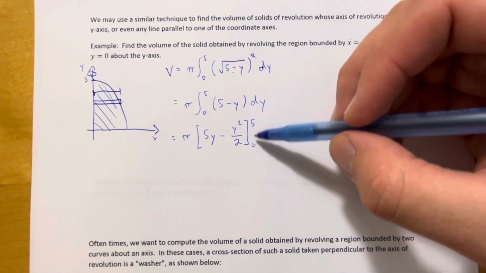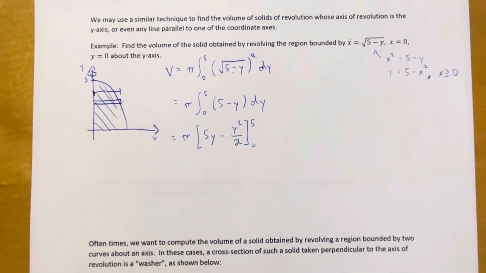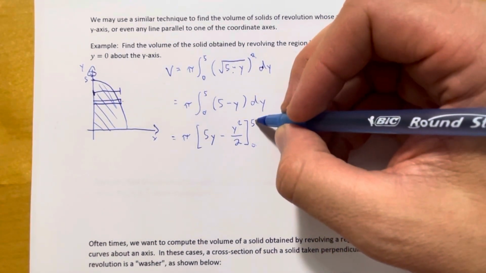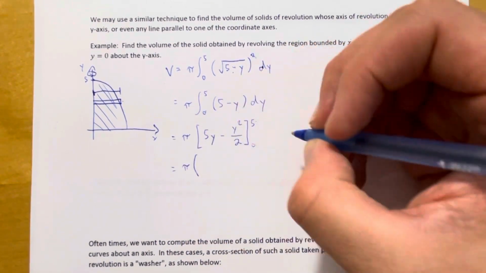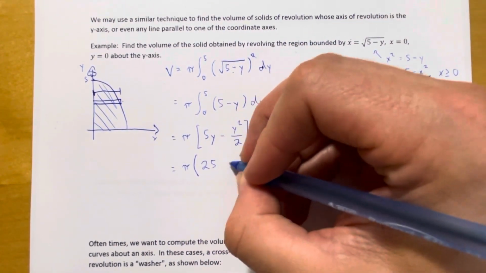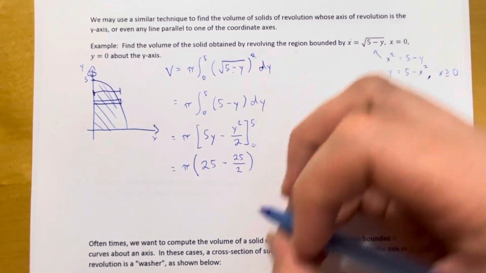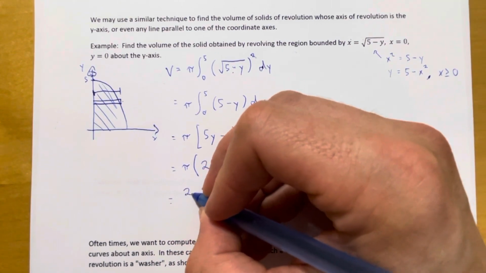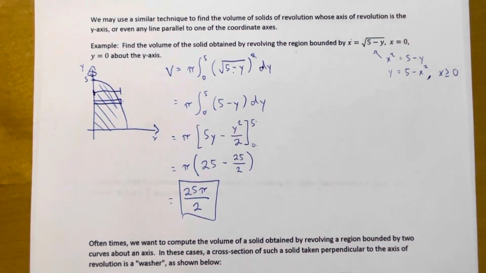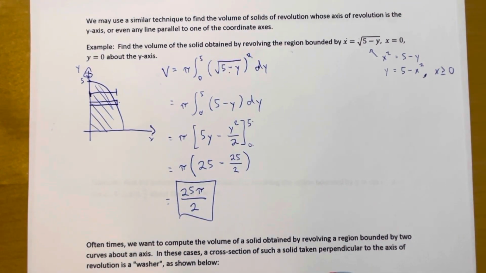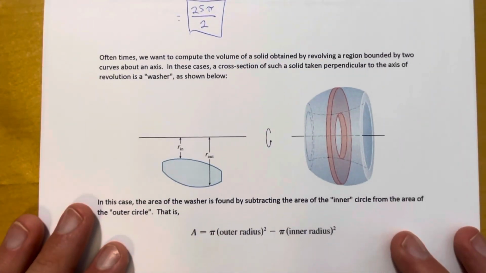And then I'm going to think about my limits of integration. Plugging a 0 into these y's is going to produce a 0, which contributes nothing to the answer here. I can just worry about plugging that 5 in. I'm going to get pi times 5, which is 25, minus 5 squared over 2, which is 25 over 2. This is the same thing as 25 pi over 2. And that's my answer, okay? Not too bad. All right, let's see what else we've got here.